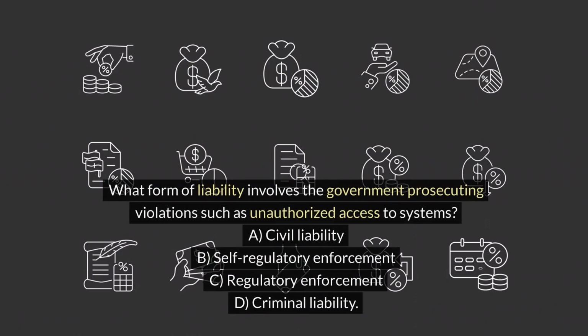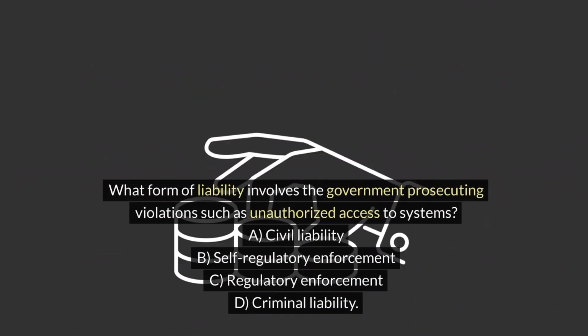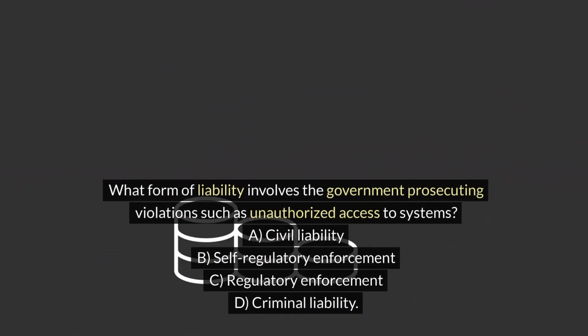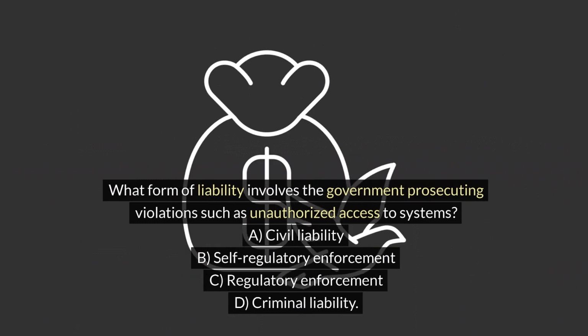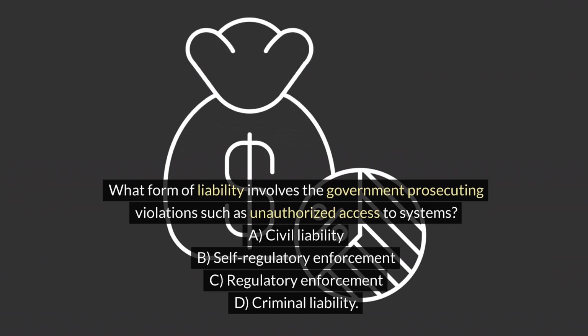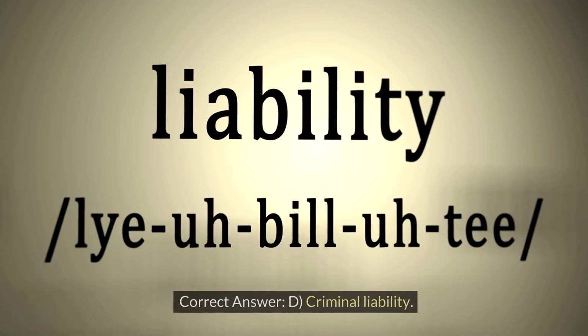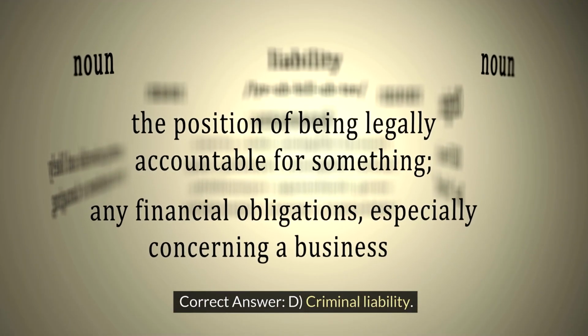What form of liability involves the government prosecuting violations such as unauthorized access to systems? A. Civil liability. B. Self-regulatory enforcement. C. Regulatory enforcement. D. Criminal liability. Correct answer: D. Criminal liability.